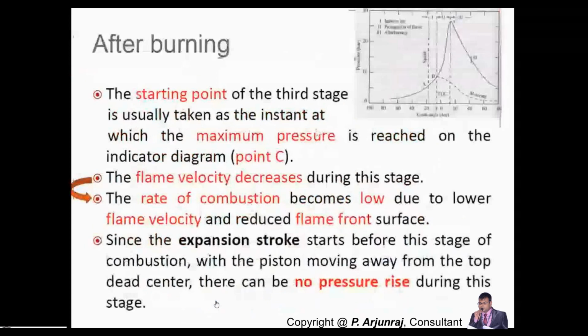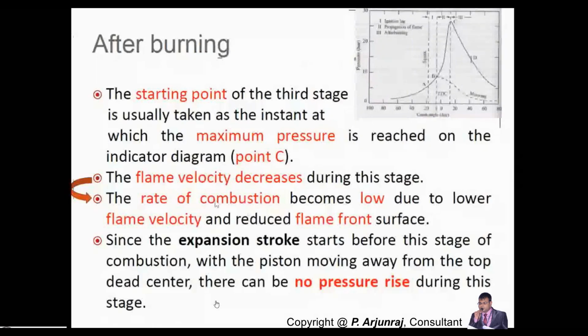So the last stage is the after-burning stage. So here, this is nothing but the expansion stroke, and this will start after the maximum pressure is reached. And here what happens? You see, the flame here has higher velocity, but when it comes to C to D, the flame velocity is going to be lesser. When the flame velocity is lesser, the pressure is going to be lesser, and the combustion rate is also going to be low because we have less velocity of the flame, and the flame front surface is also going to be lesser.